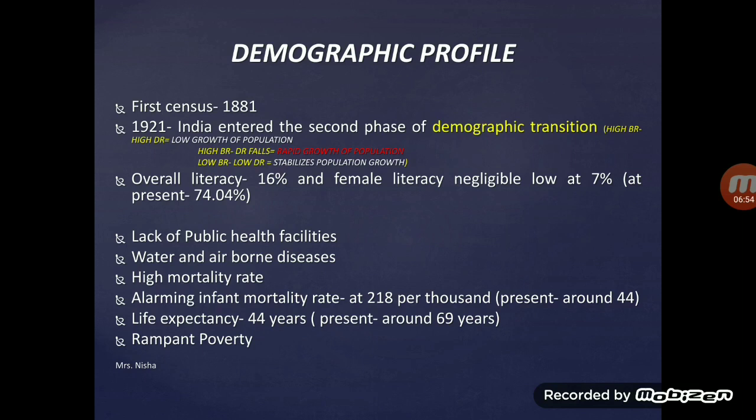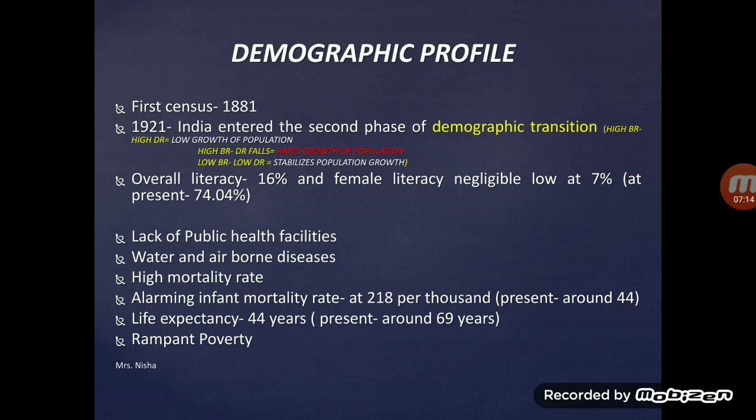Now, high birth rate and low death rate. What will be the result? Very high growth of population. And so, India entered that stage in the year 1921. That means we witnessed that death rate had significantly started to fall.